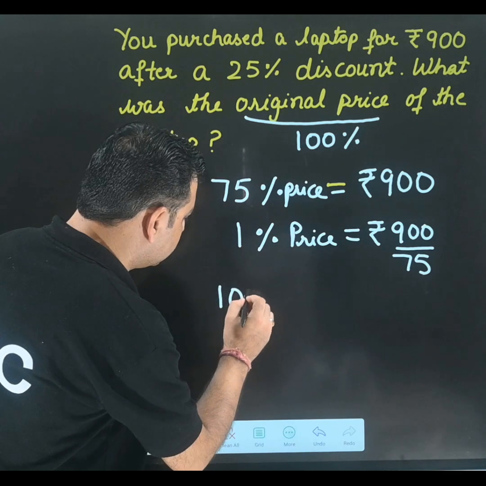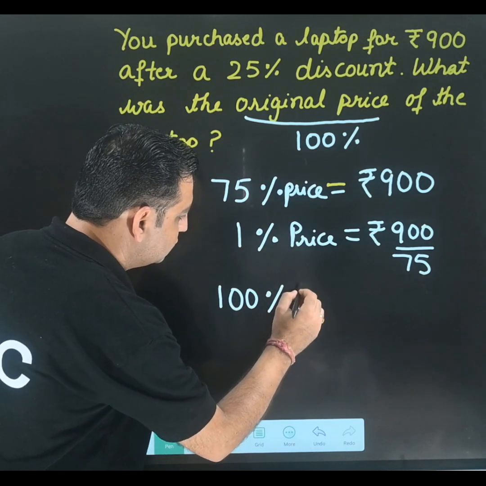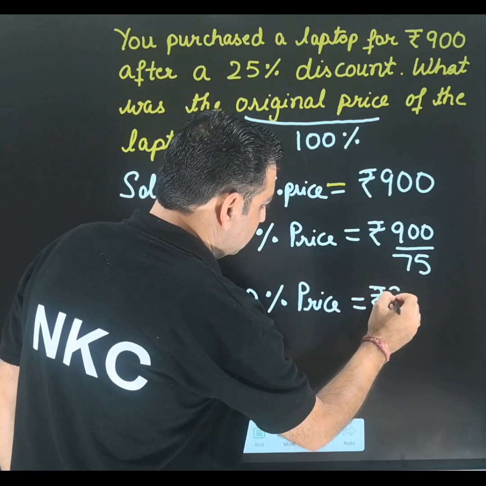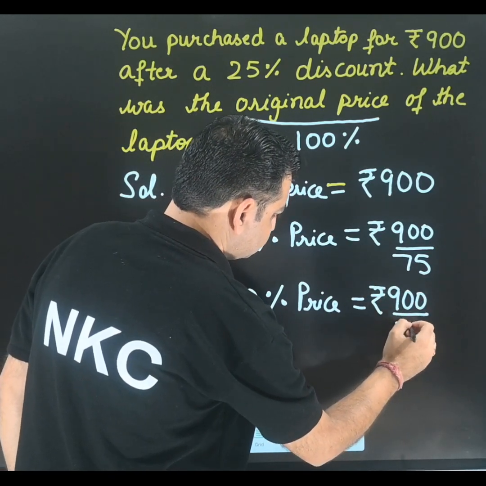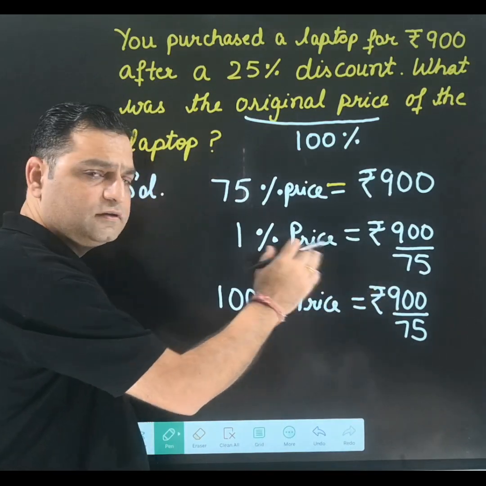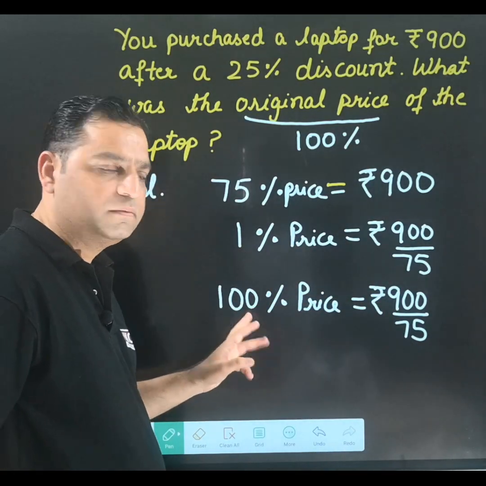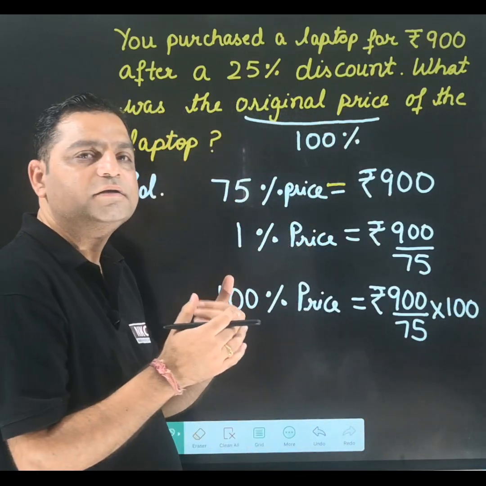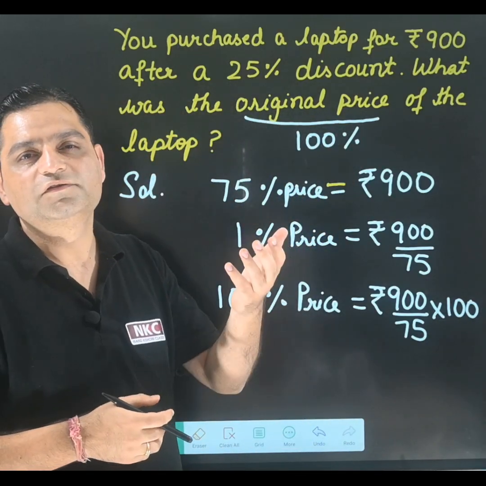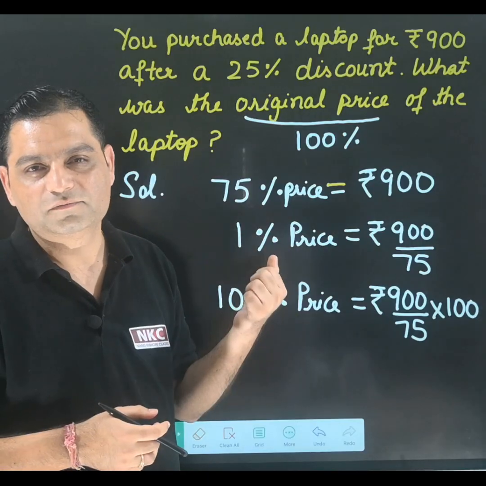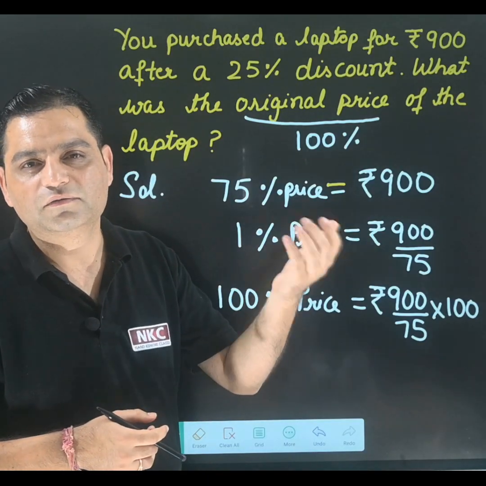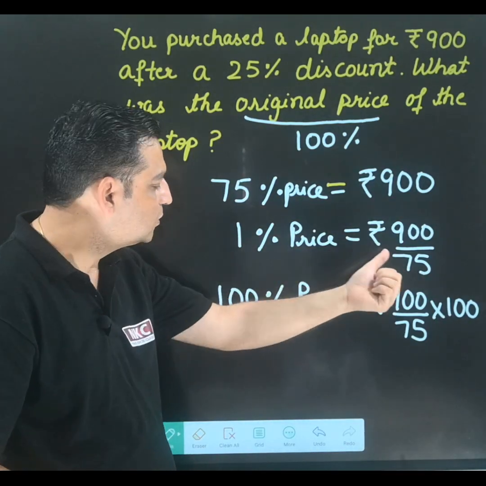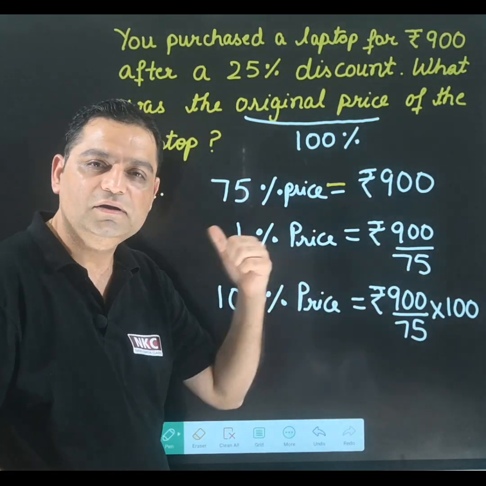That means 100% price is equal to, if the price for 1% is this much, for 100 we will multiply by 100. You can relate it to a simple example. If you purchase 1 pen for rupees 10, how much will it cost for 5 pens? You will just multiply, right? Same way, 1 is this much, so for 100 we multiply by 100.